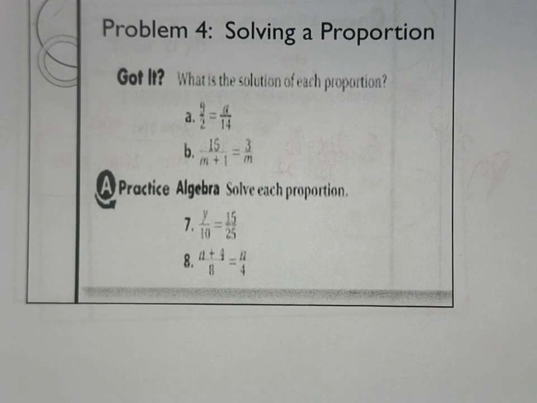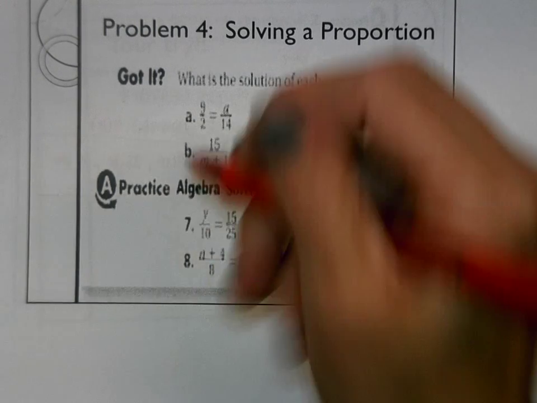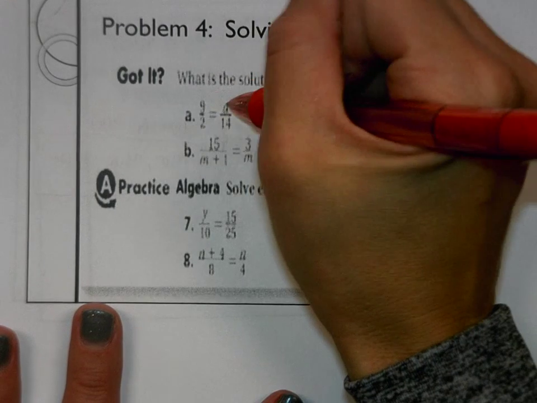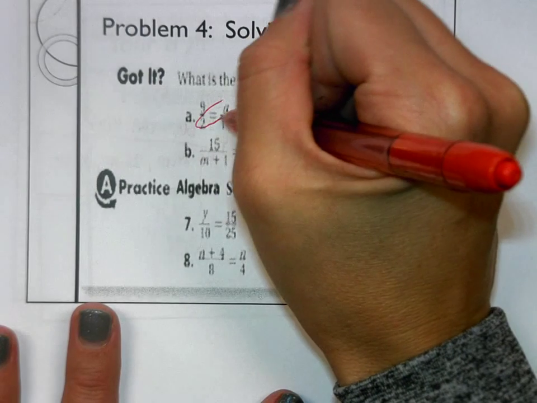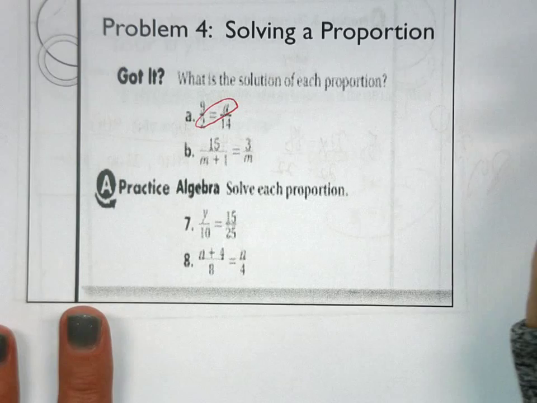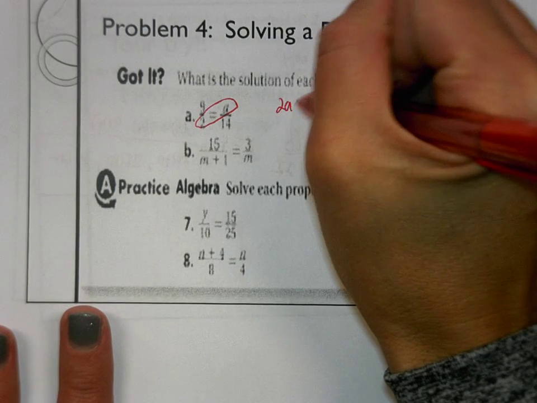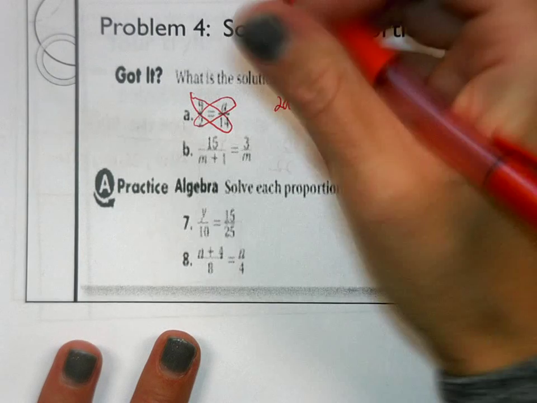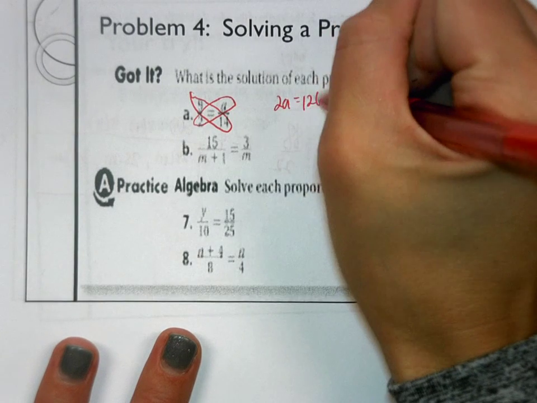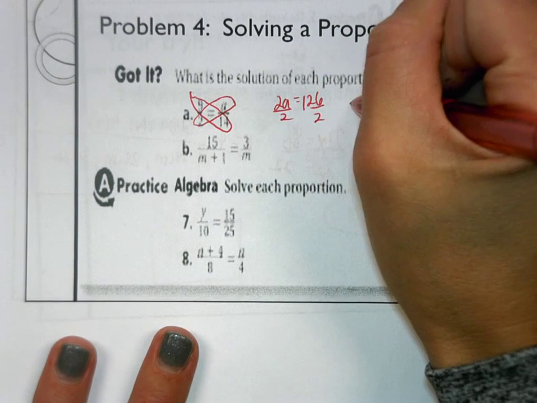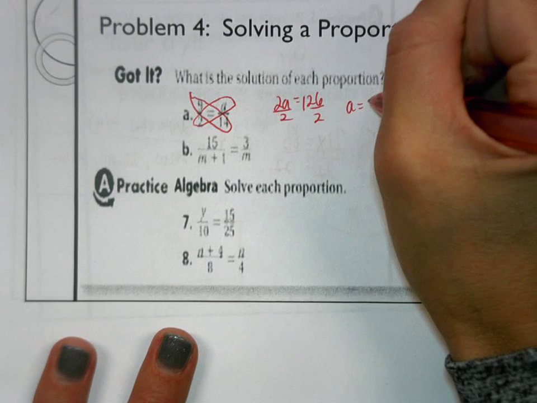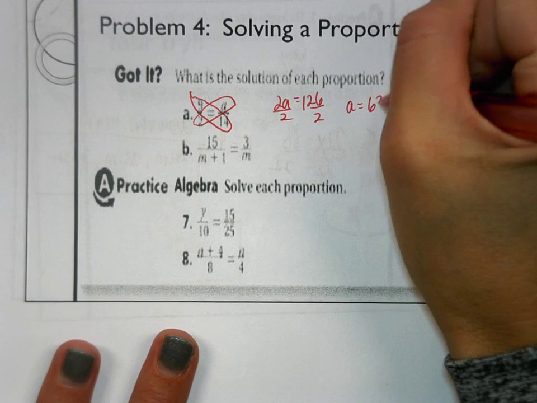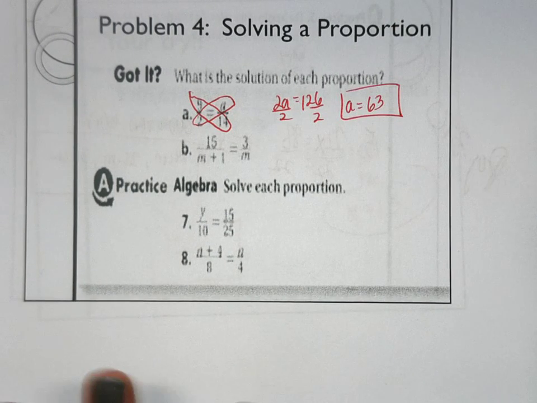What would I do on A there? This is a 9. Sorry. So you're going to cross multiply. So we're going to go 2 times A, which is 2A. And then we're going to go 9 times 14, which is, good, 126. We divide by 2 to both sides. And A equals 63. Good. Okay. B. Same thing.